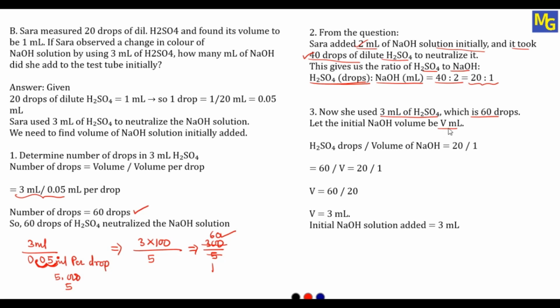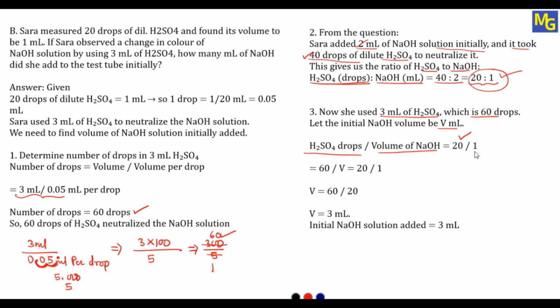We have to find out this V. So again use the ratio: H2SO4 drops divided by volume of NaOH. So what is the H2SO4 drop? 20 from the earlier, see here, 20. You can take 40 also, but we have used this one, 20.